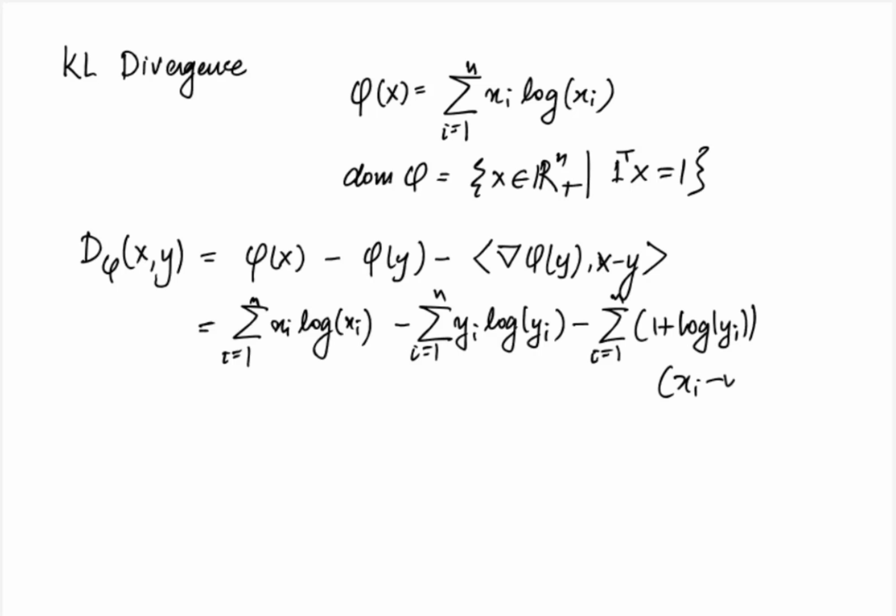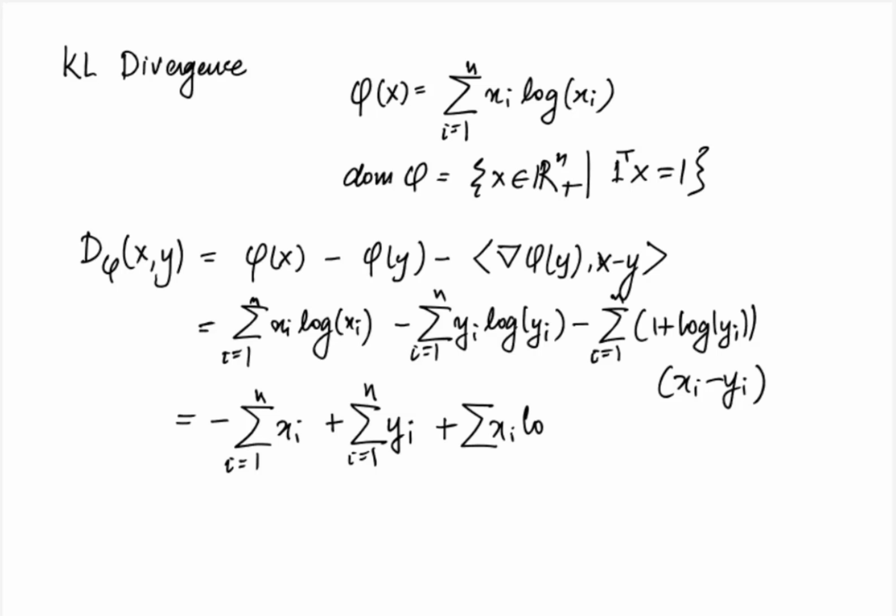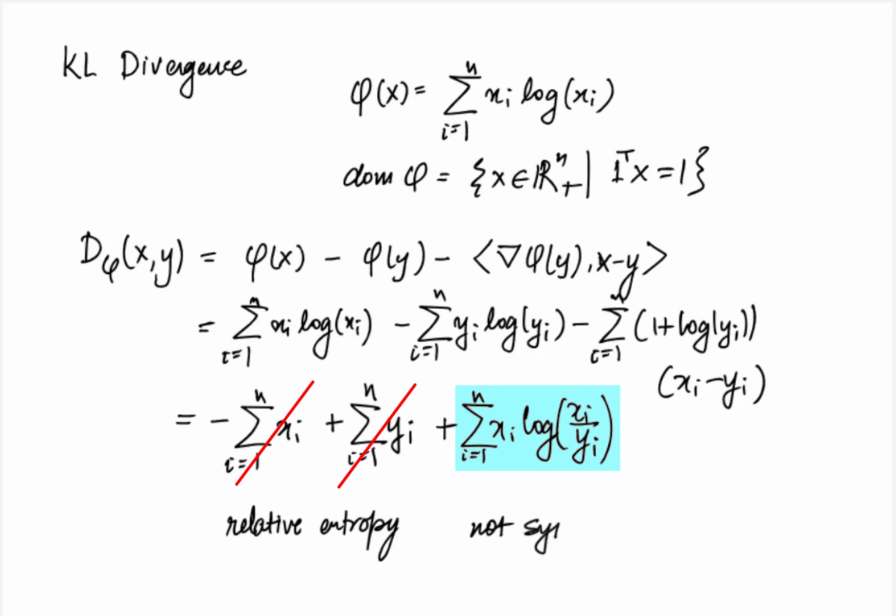So now we can group these and rearrange so as to get minus summation over i from 1 to n x_i plus summation over i from 1 to n y_i plus summation over i from 1 to n x_i log x_i by y_i. Finally, since x and y are in the probability simplex, the first two terms cancel, so we get the KL divergence. This is also called the relative entropy, and clearly it is not symmetric. So KL of x comma y is not equal to KL of y comma x, and therefore it is not a distance metric.